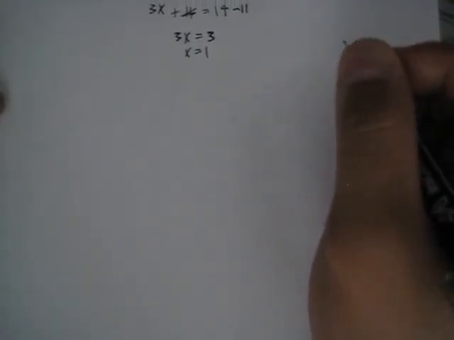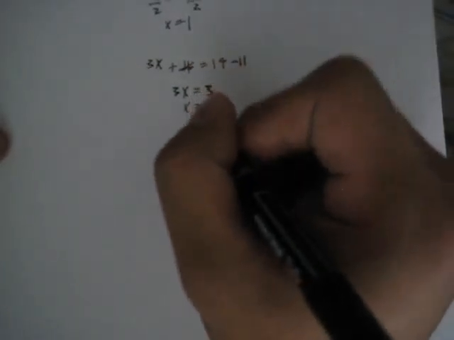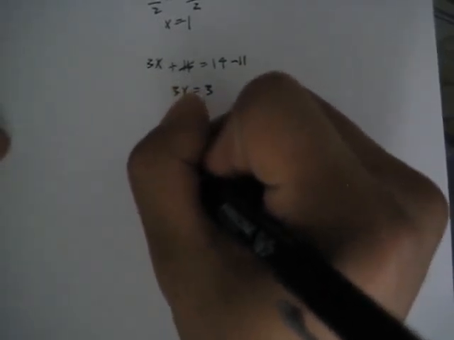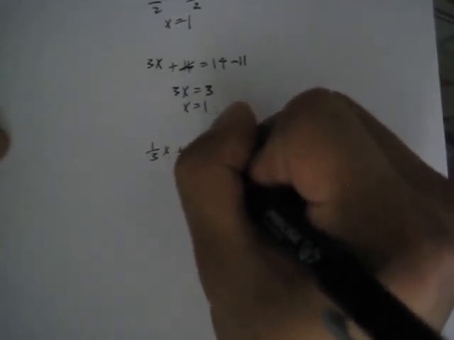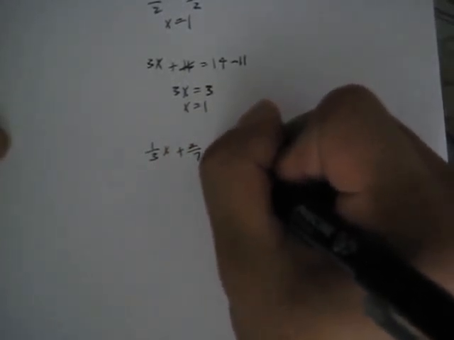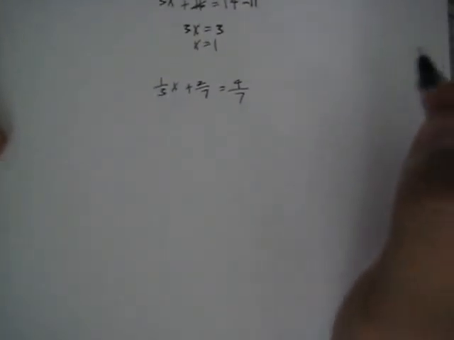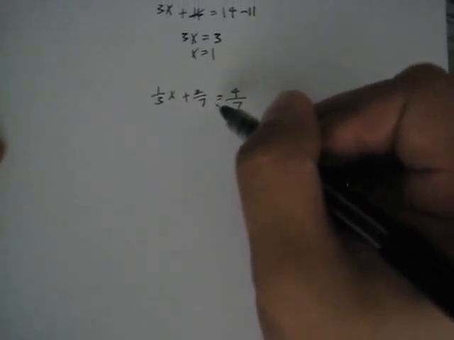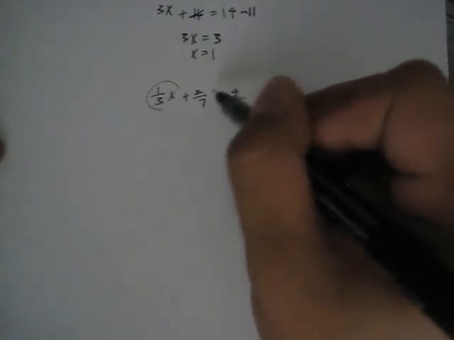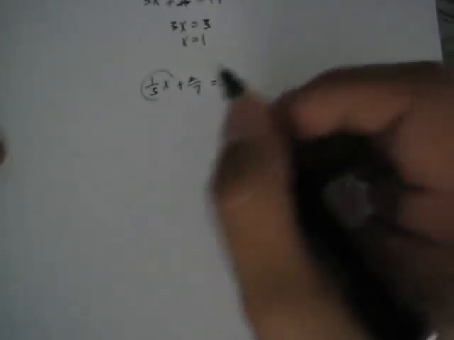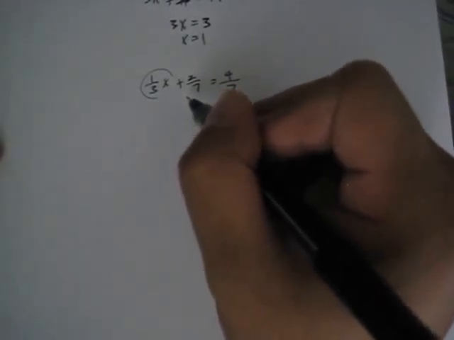Okay, so let's try making this harder by using fractions now. So now we have 1/3 x plus 2/7 equals 4/7. Okay, so how would you do that? Now remember, I said you have to make it so that the variables are on one side and the numbers are on the other. So when you have this, you want to move the 2/7 over. You can do this in your head if you want.